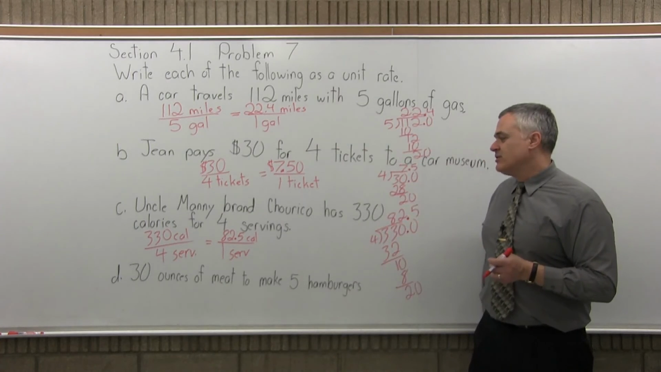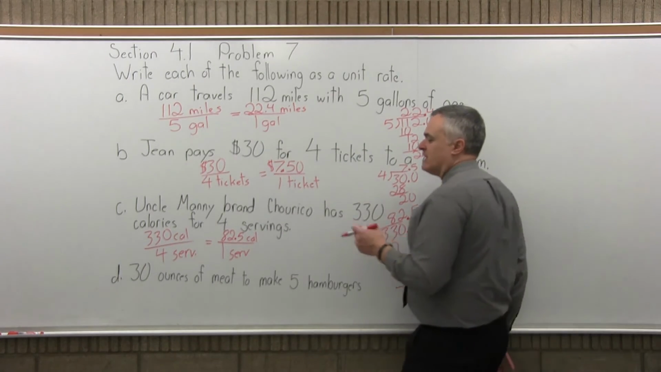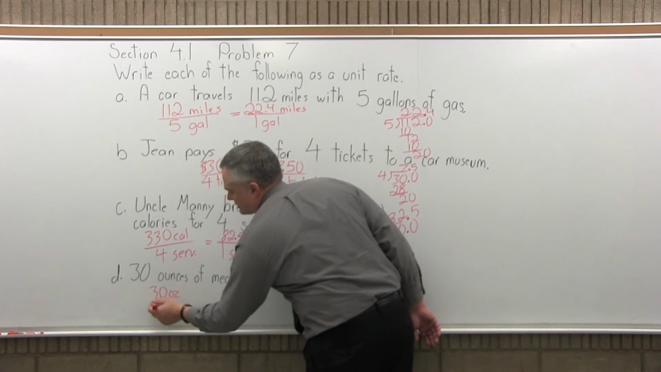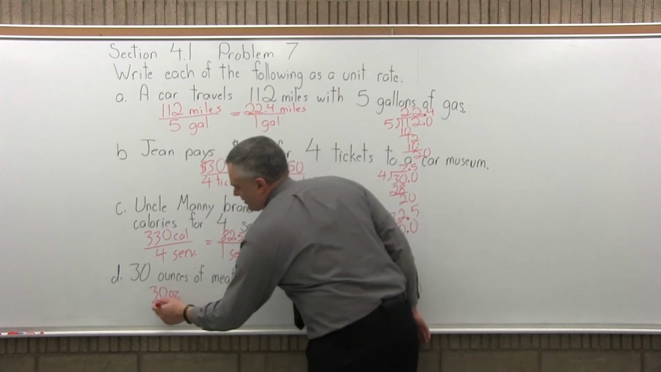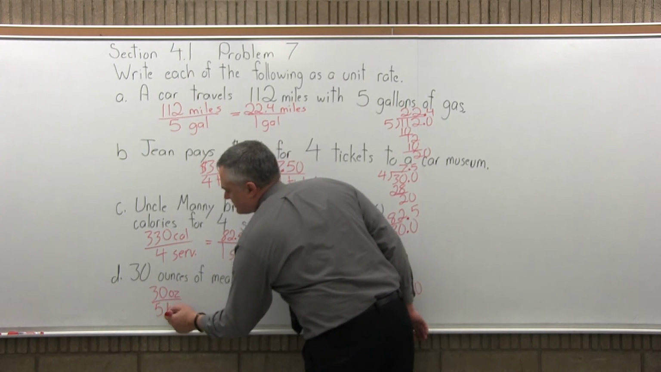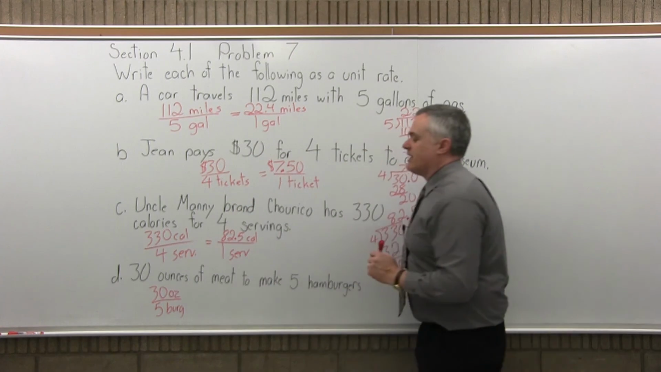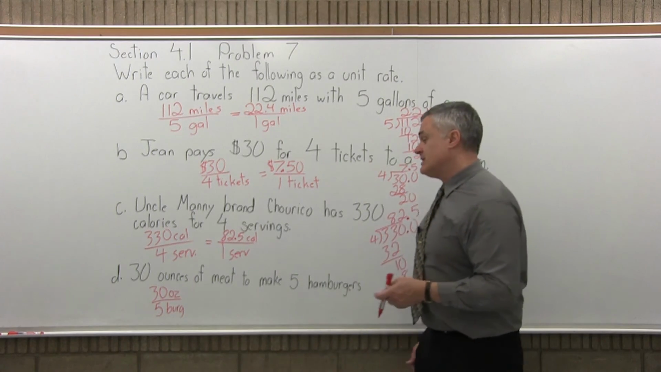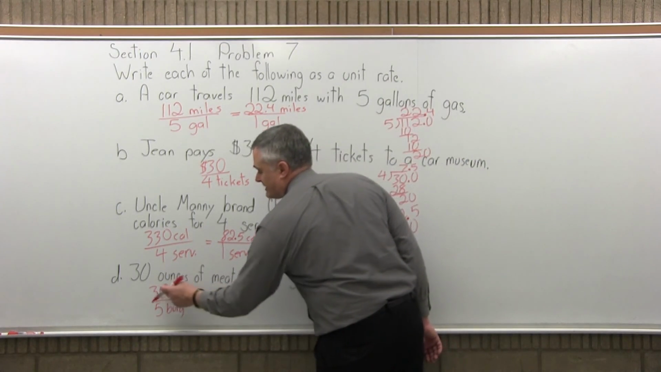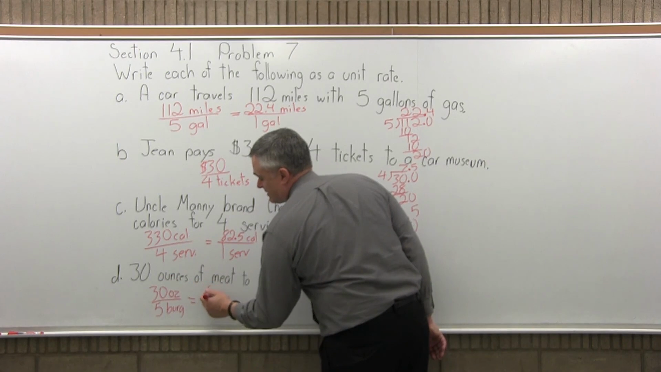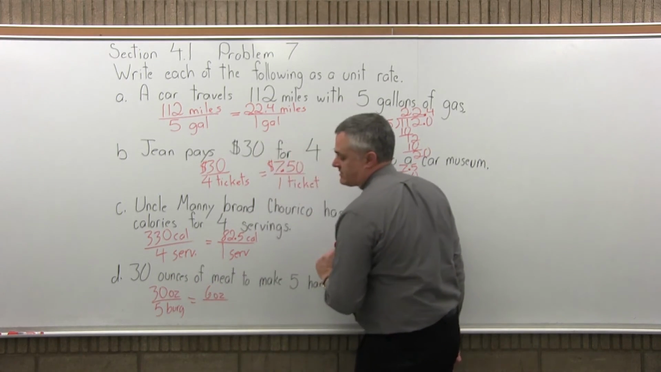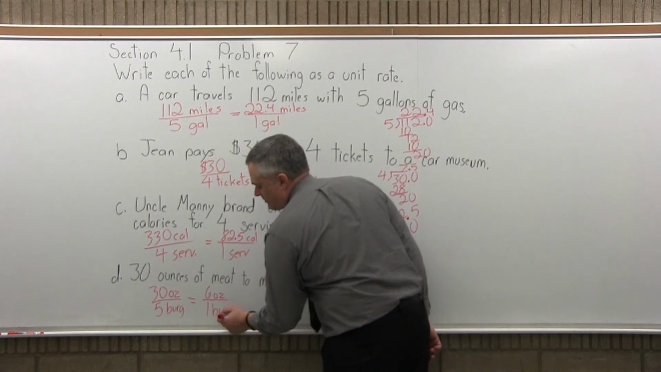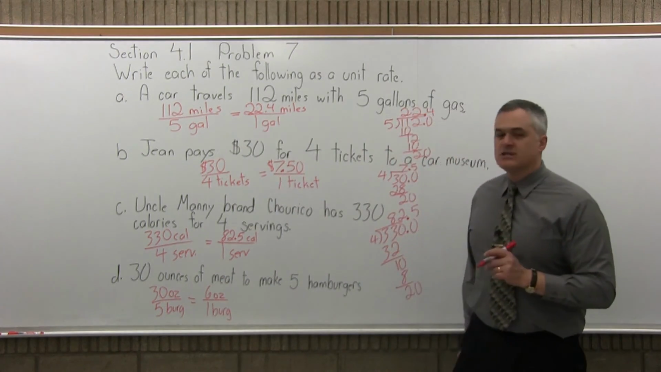And finally, the last one, part D, 30 ounces of meat to make 5 hamburgers, written as a unit rate. So 30 ounces, the abbreviation is OZ, 5 hamburgers, just abbreviate BURG for hamburgers. Again, unit rate means it should be written with a denominator of 1. In this case, 5 does divide into both easily enough. So 5 divides into the 30 ounces 6 times. So it'd be 6 ounces. Again, standard abbreviation for ounces, OZ. And 5 into 5 is 1. And again, my made-up abbreviation for hamburger, BURG. So 6 ounces per hamburger.